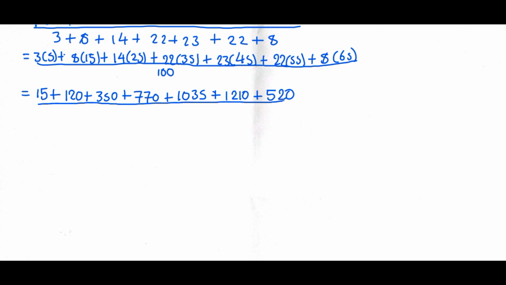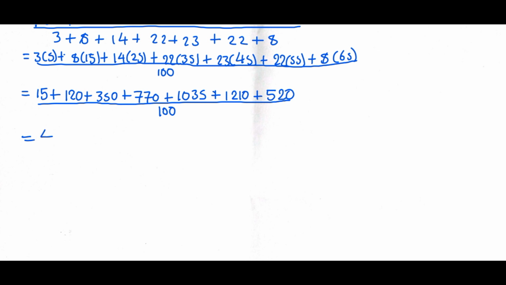Then we divide by 100. Now let's find the total. We can add: 15 plus 120 plus 350 plus 770 plus 1035 plus 1210 plus 520.